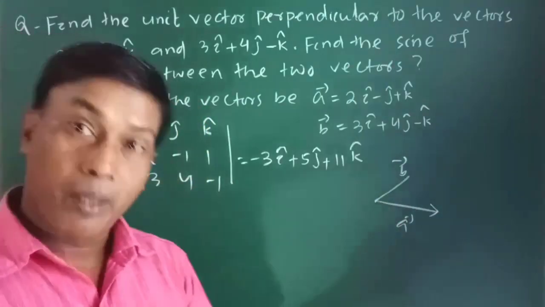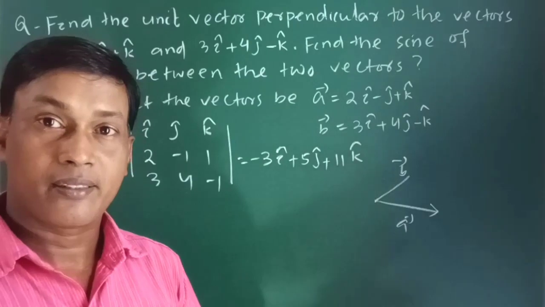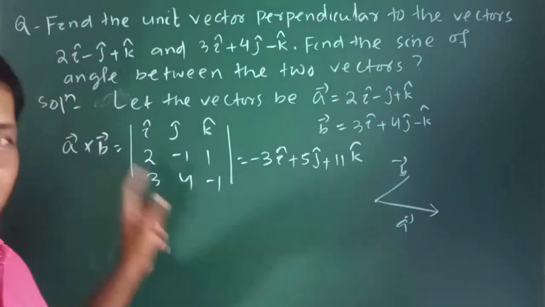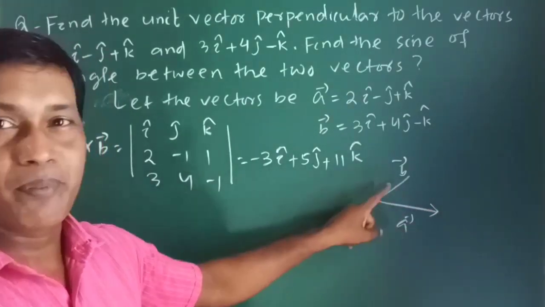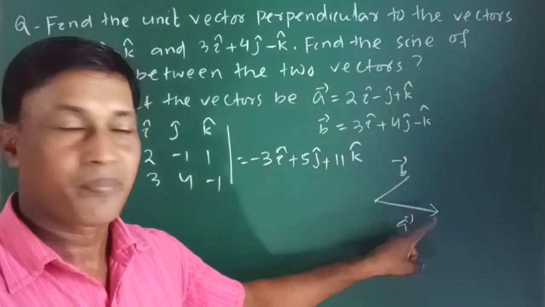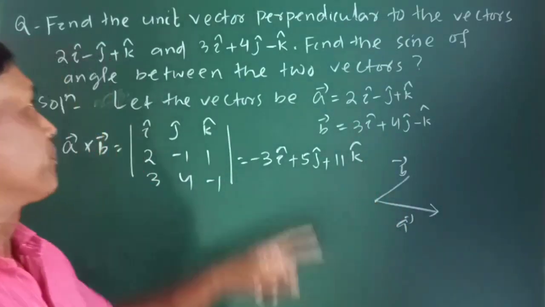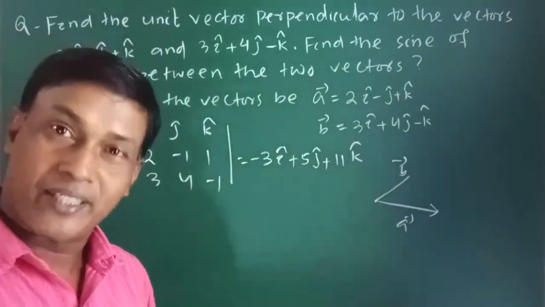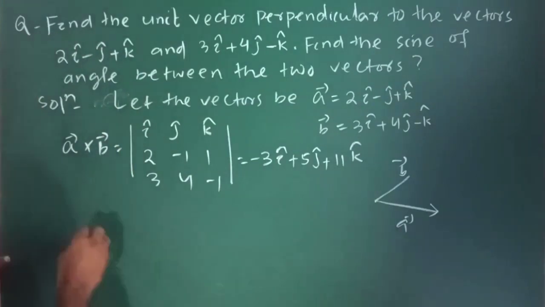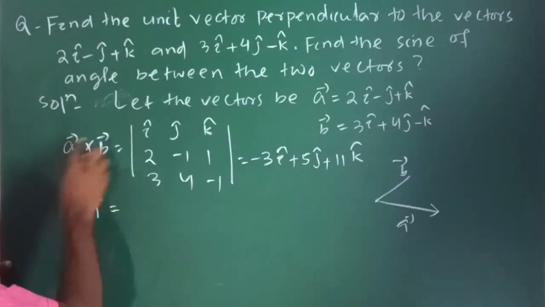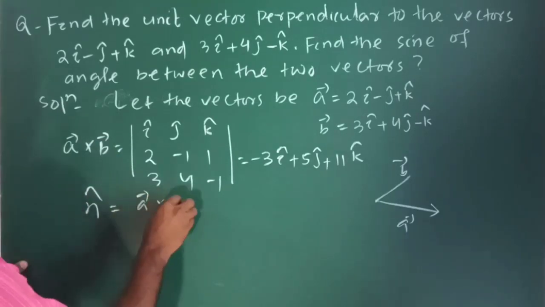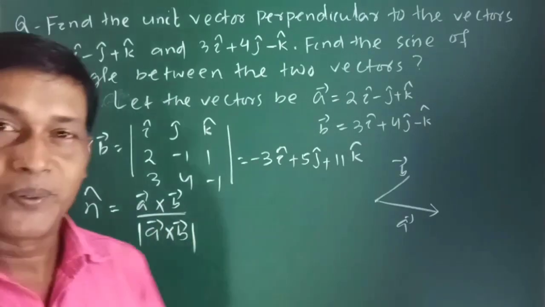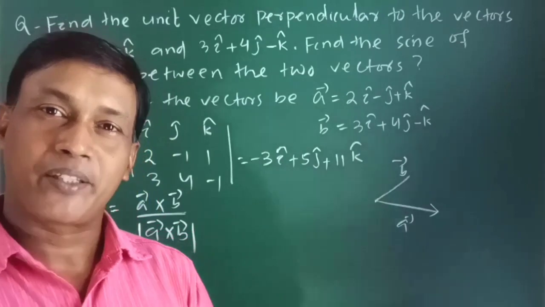If A cross B is perpendicular, every vector has a unit vector. तो A cross B का भी यूनिट वेक्टर है and that unit vector is perpendicular to A and B because A cross B is perpendicular to A and B. So you have to find the unit vector perpendicular to A and B, means the unit vector of A cross B, and that unit vector of A cross B is that vector by its magnitude. You know the formula for unit vector is the vector by its magnitude.